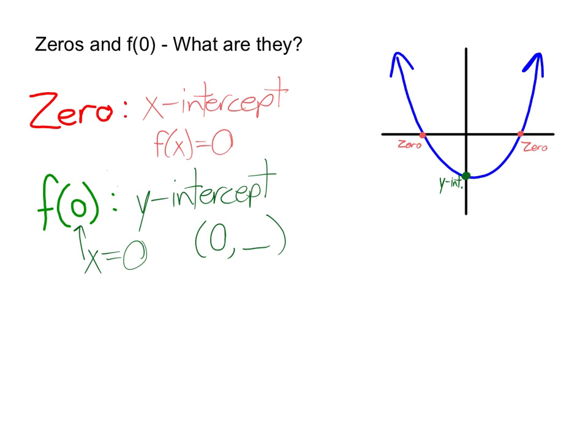What Donald's saying here is, if the y-intercept was above the x-axis, like something like this, then we don't have any x-intercepts. It's never going to hit it. So there are no zeros for that function. Very good observation.